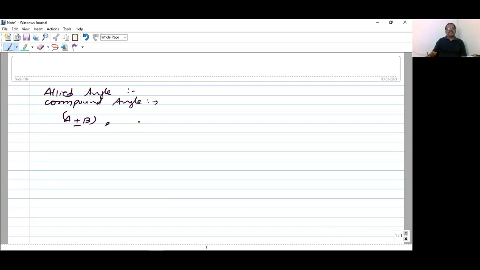And the trigonometric ratio of compound angles means what? It will be a trigonometric function of this type: sine of A plus B, cos of A minus B, or tan of A minus B, and so on. Any trigonometric function with angles of the form A plus B or A minus B is known as a compound angle function. We will go through the compound angle formulae in the coming time.